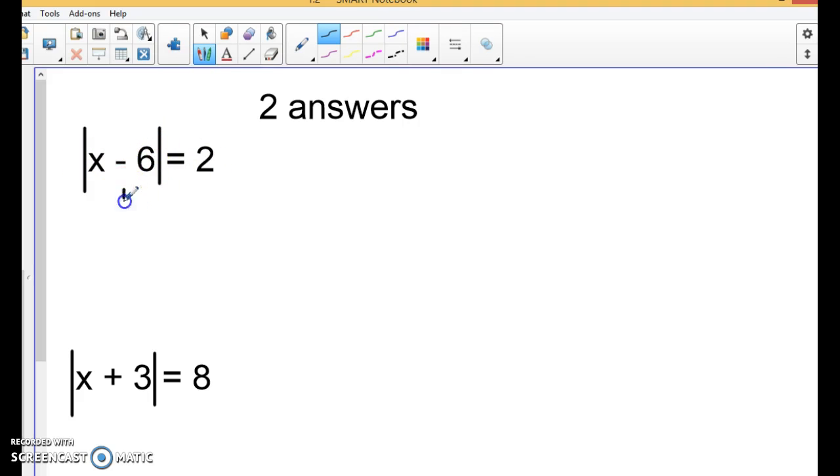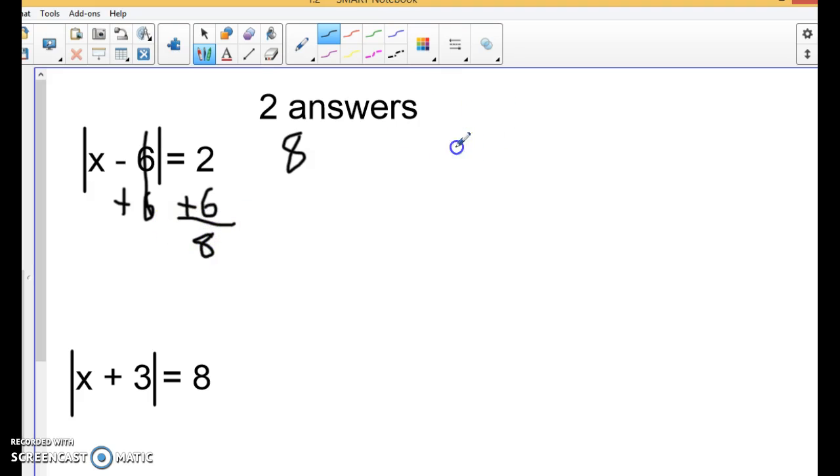Well, I see that's x minus 6, so I'm going to add 6 to both sides. So I add 6 to one side, add 6 to the other side, and 6 plus 2 is 8. So one of my answers is going to be 8. So I got my 8 down here.